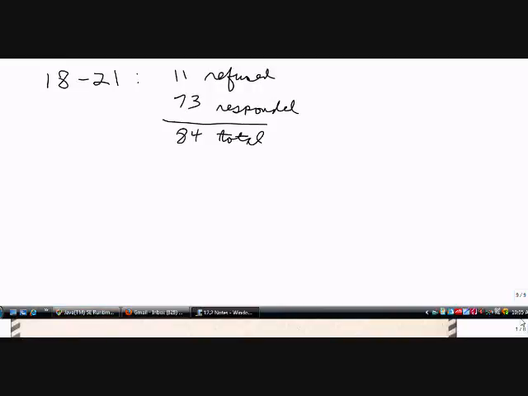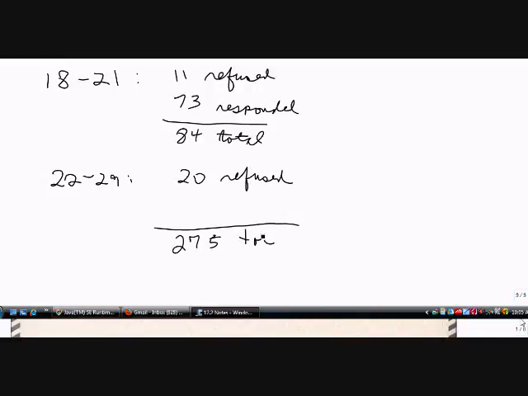They also contacted 275 people in the 22 to 29-year-old age group, and 20 refused. And that was 275 total, which makes 255 actually responded. Okay. That's 359 total people. Okay, that's what the problem says.